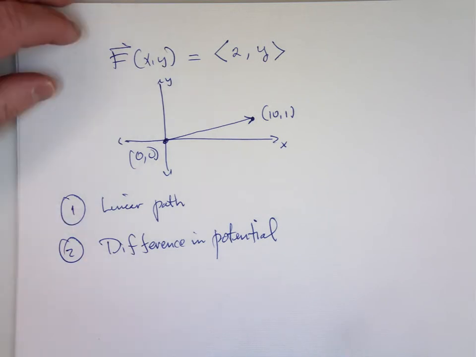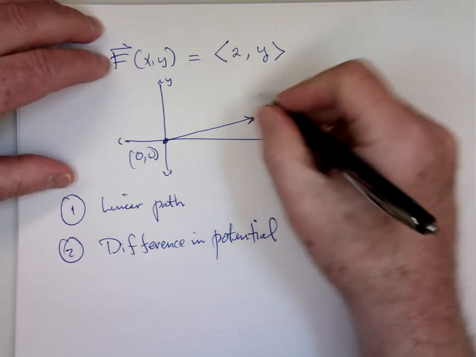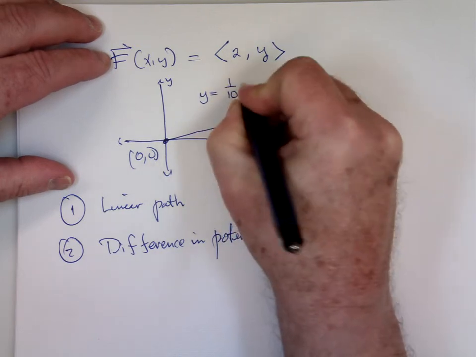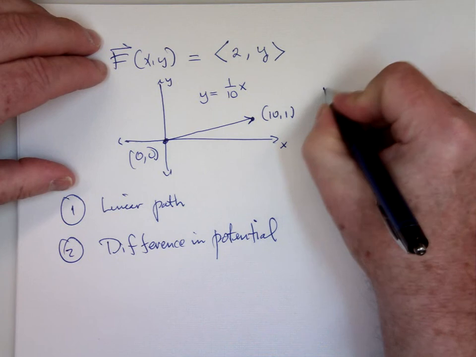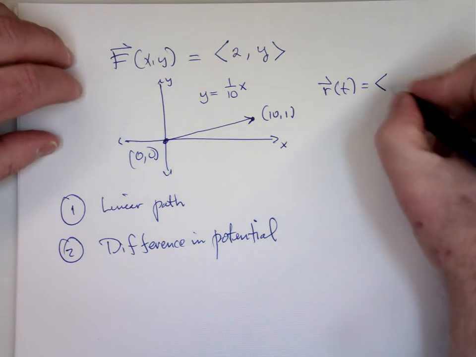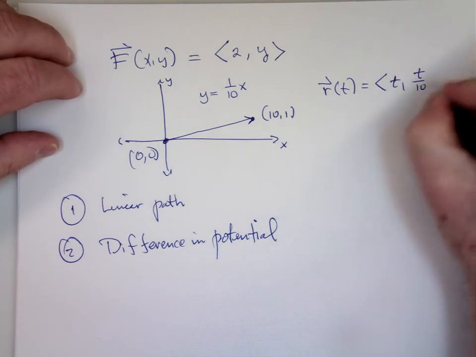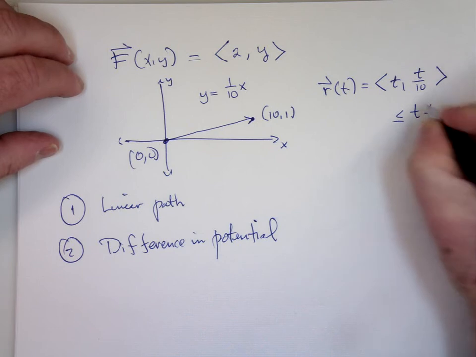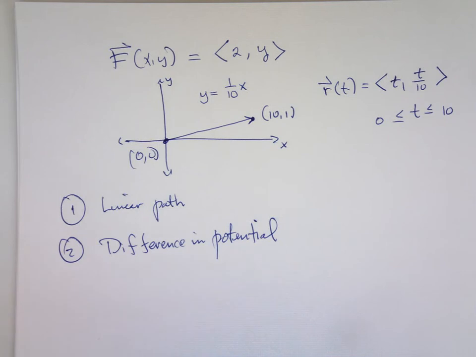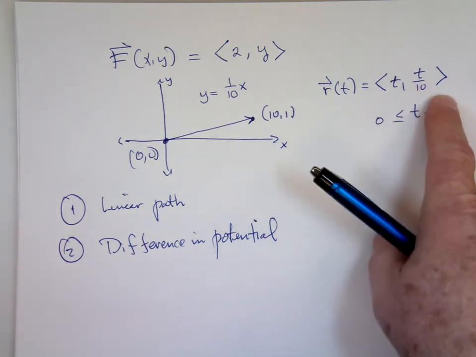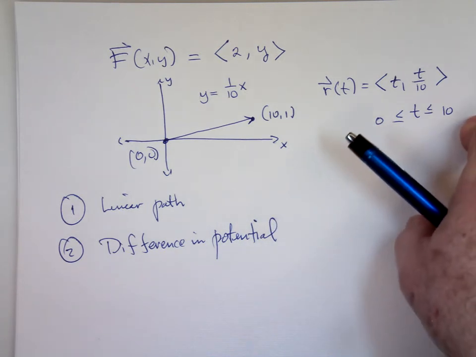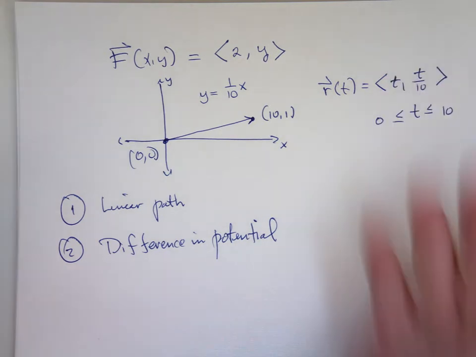First of all, I need a linear path parameterization. And y in terms of x is y equals 1/10 x. But we need it in terms of t. We need a parameterization of the path. So, does somebody have a parameterization of that path? t and t over 10, and t goes from 0 to 10. Now, you could do 10t and t, and have t go from 0 to 1, and that would work, and that would be fine. But you could do it this way too. Doesn't matter.